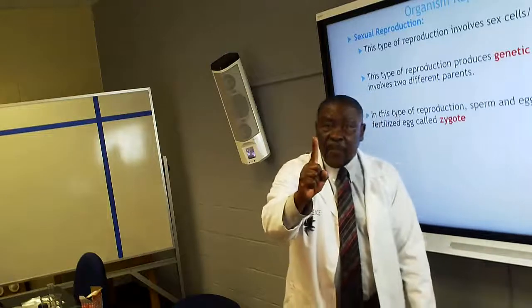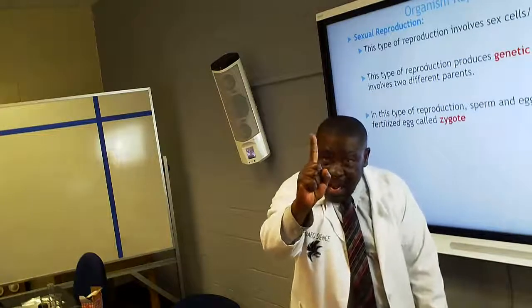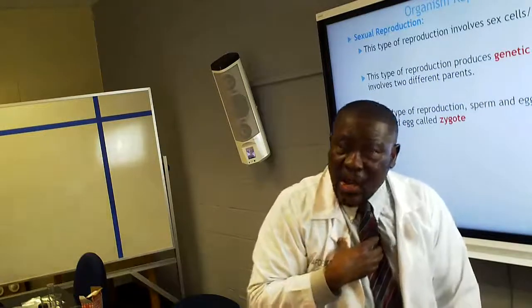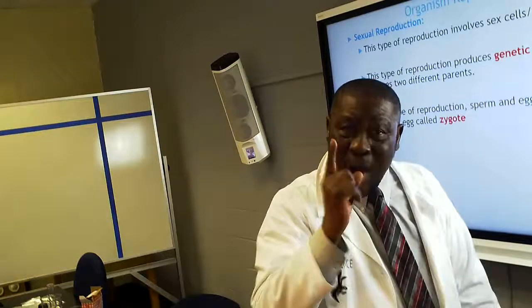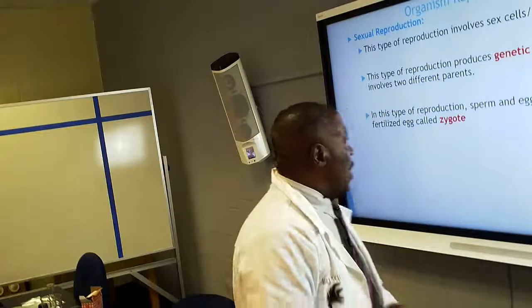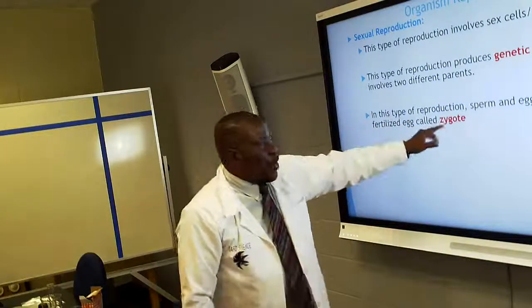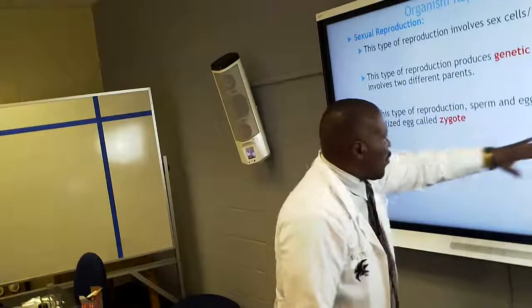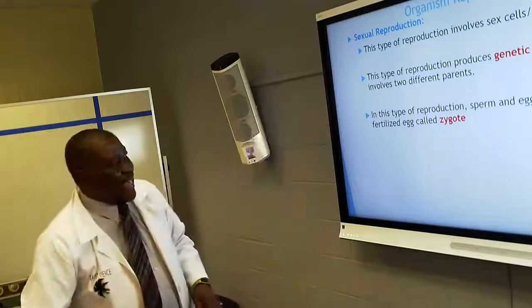Zygote is the initial cell. It's the first cell, one cell. So you and I started out with how many cells? One cell. Oh, by the way, what's that one cell called? A zygote. All right. So as you can see, in this type of reproduction, sperm and egg combine to produce what? To produce a fertilized egg.